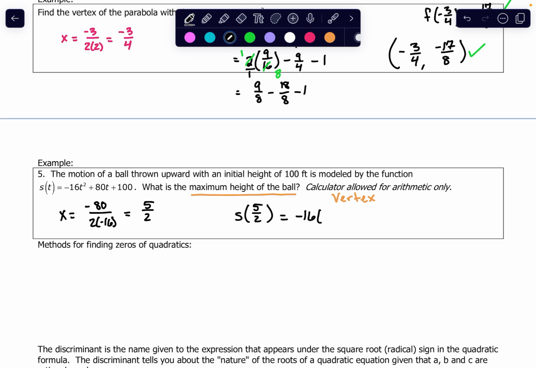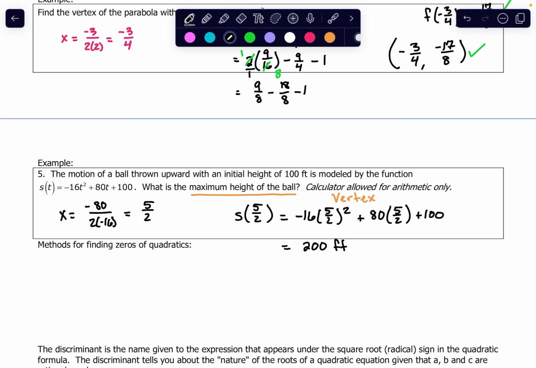Substitute, substitute. And we get a final answer of 200. Make sure to include units here because it's talking about a real life context. This is 200 feet. Lastly, you should ask yourself, does this make sense in the context of the problem? It starts at an initial height of 100 feet and it's thrown upward, so naturally it's going to increase, doubling its height. Yeah, seems about right.